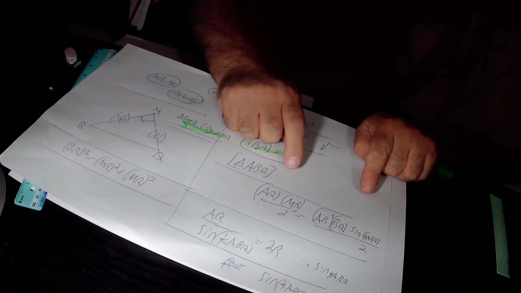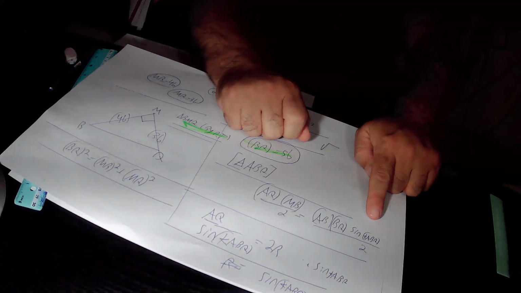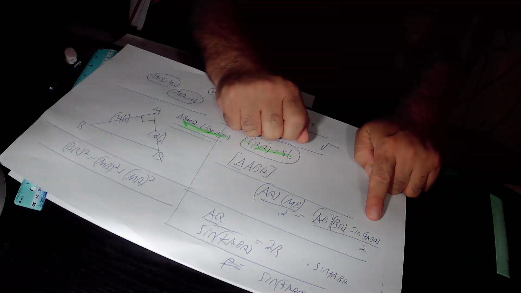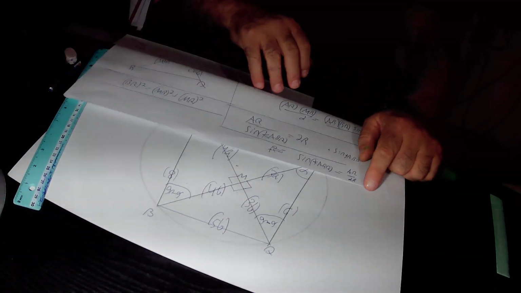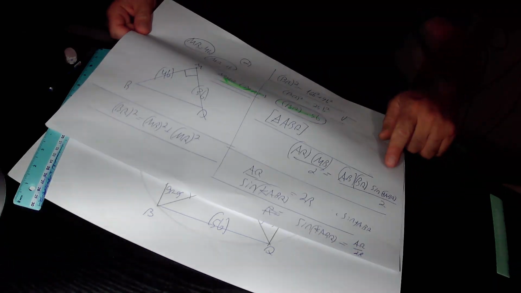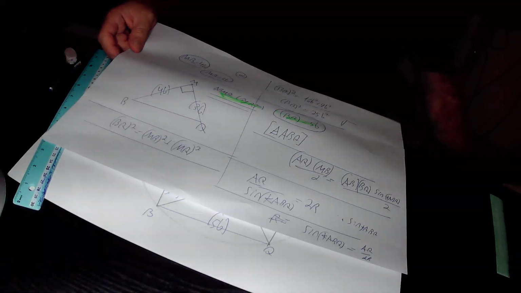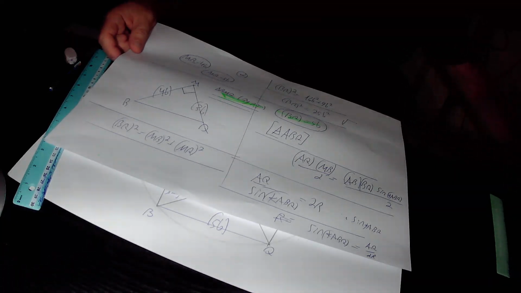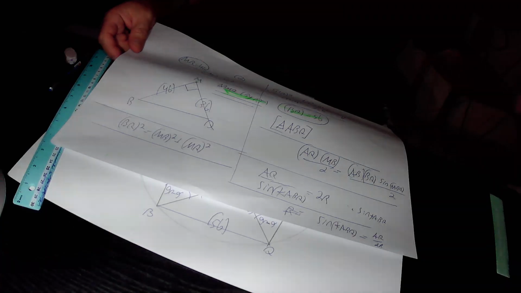So here we have to find out the value of sine angle ABQ. What is the value of sine angle ABQ? In order to find it, we use the law of sines. The law of sines applies to any triangle.